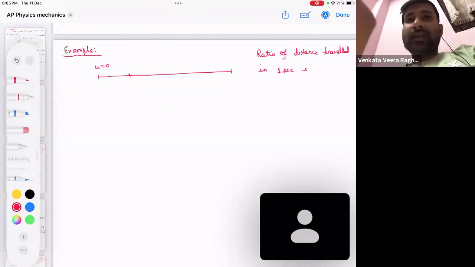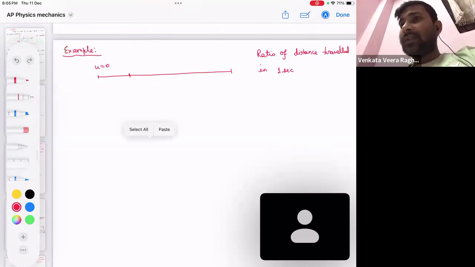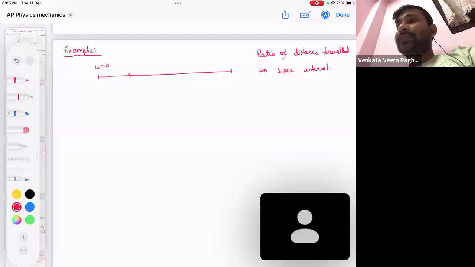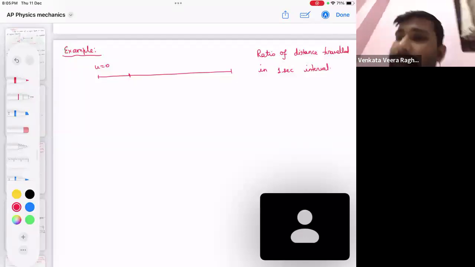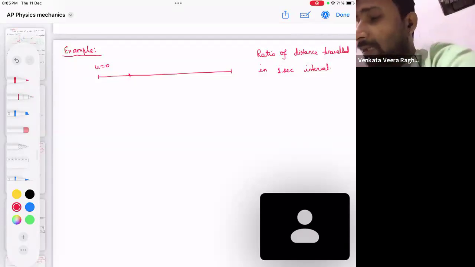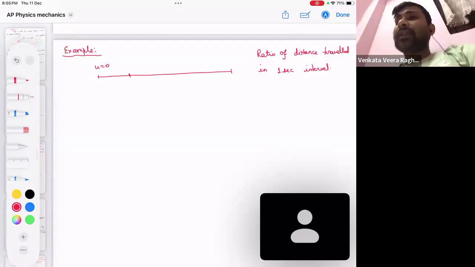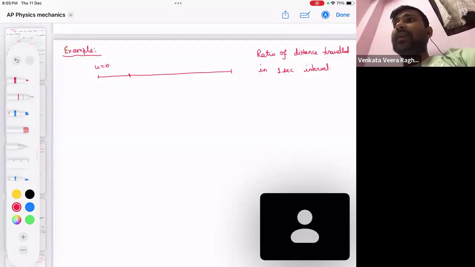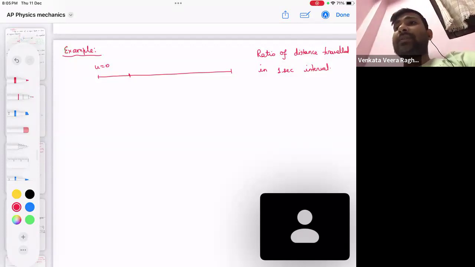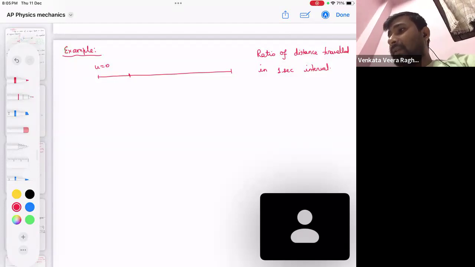1 second interval means after every 1 second how much the particle has moved: first 1 second how much, then 1 to 2 second how much, then 2 to 3 second how much. That is what they are asking. And when you take that ratio you will find that it is independent of the time interval. Even if I take 2 second, 2 second, 2 second intervals, I will still get the same result, right? So please tell me how you will solve it.